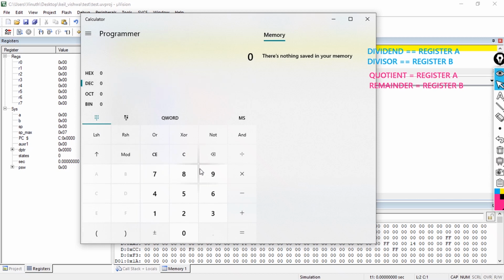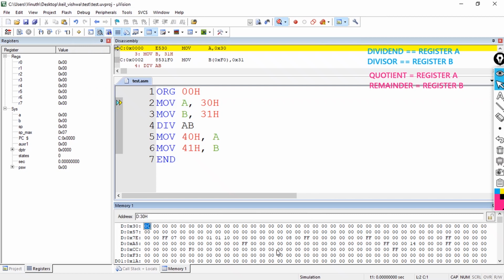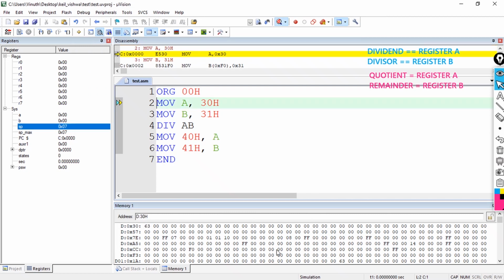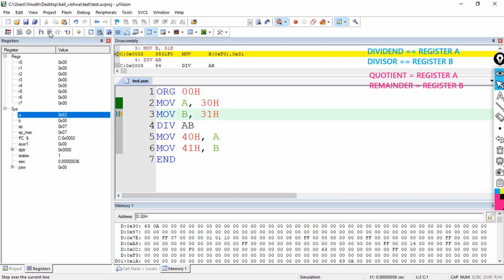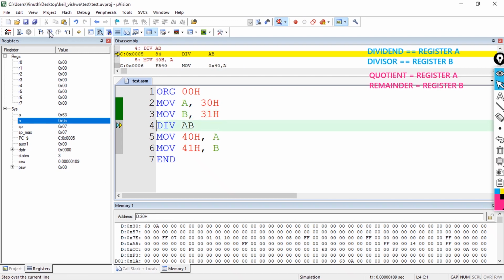So if I write 99, the hexadecimal value will be what? It is going to be 63, and then if I take 10, okay, it is going to be 0A hexa. Okay, so let me load this with the 63 hexa, and let me load this with the 0A hexa. So if I perform this operation, you can observe move A comma, so 63 has been loaded to register A, and then 0A has been loaded to register B.